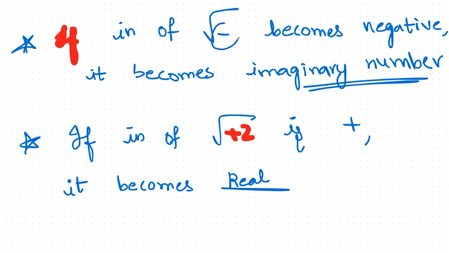Apart from the cases where the negative is inside, all those cases will be real. So if the inside of the square root is positive, it becomes a real number.